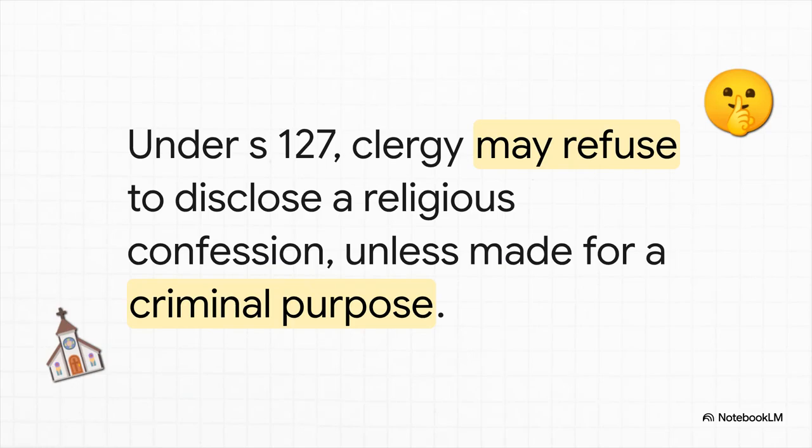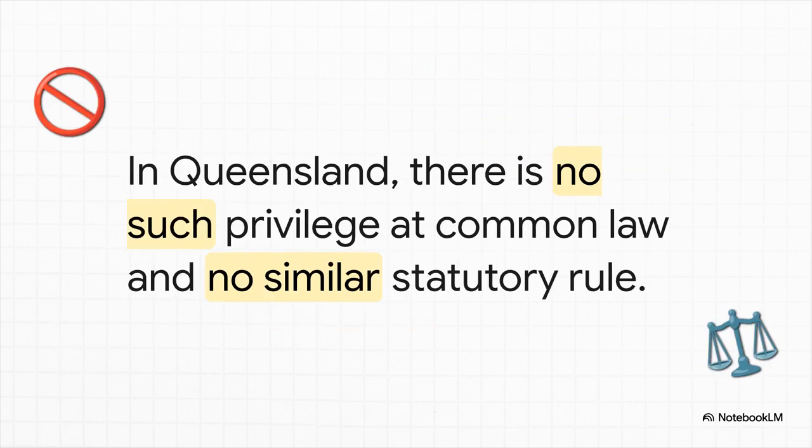Here is a classic tripwire. Under the Commonwealth Act, Section 127 creates a very specific, very clear privilege for religious confessions. Simple as that. A priest or a minister cannot be forced to get in the witness box and repeat what was said. And then you flip over to the Queensland side, and, well, it's just not there. It doesn't exist, not in a statute, not at common law.